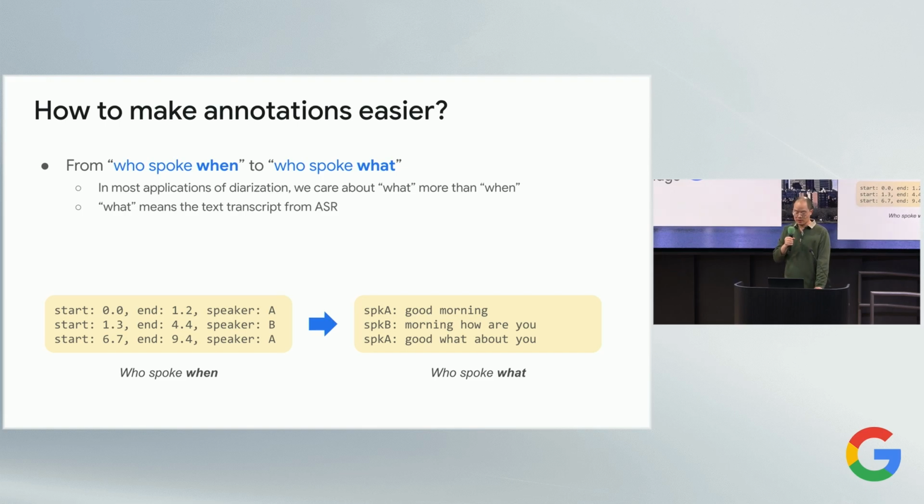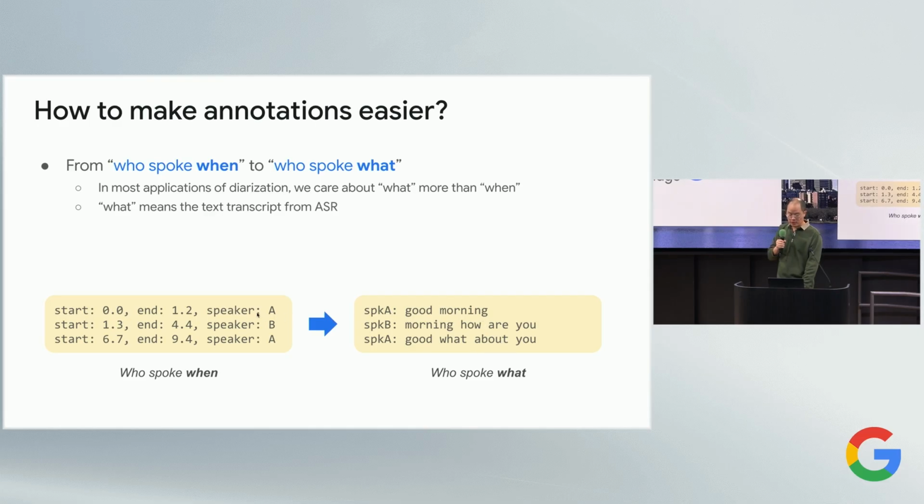For example, in meeting caption summarization, you don't really care whether this speaker is speaking very fast or very slow. You just need to know which sentence is from which person. So the "what" means the text transcript from ASR here. Let's look at this example. On the left-hand side, this is the who spoke when annotation, and this is the who spoke what annotation.